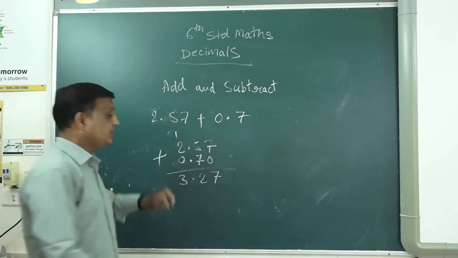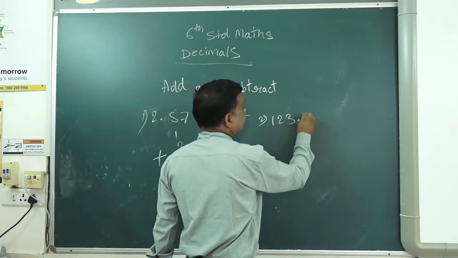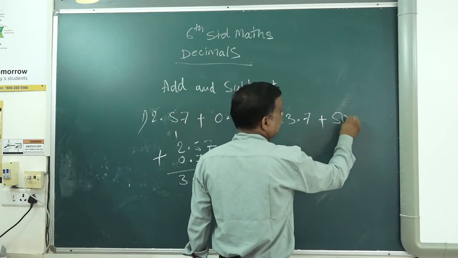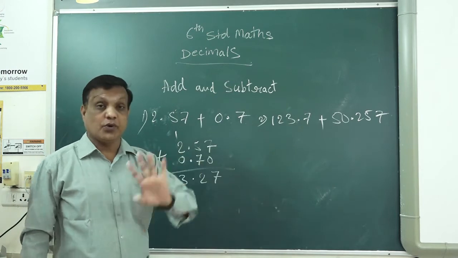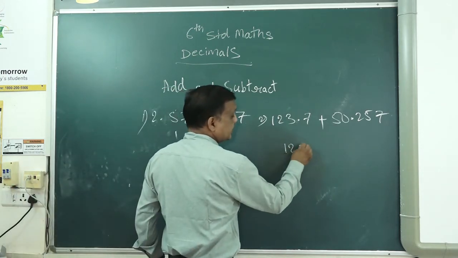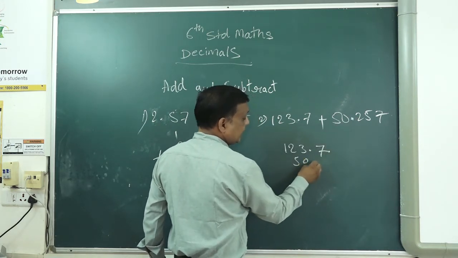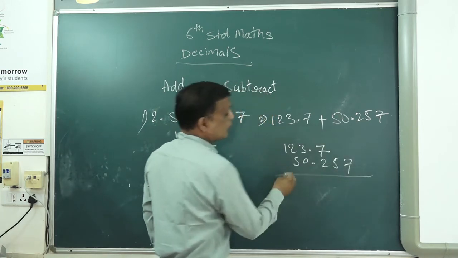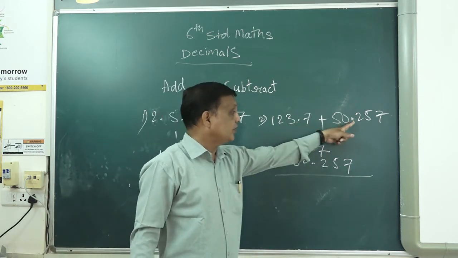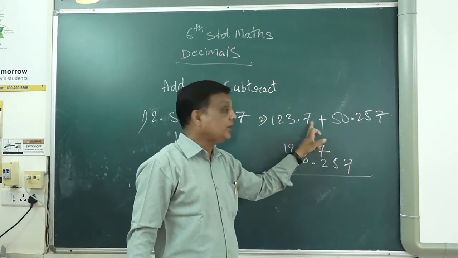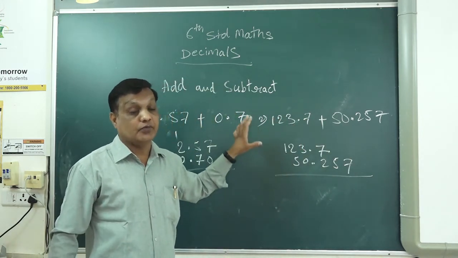I am taking one more example. Here I am taking 123.7 plus 50.257. Whatever the number may be, the point below point must be there. So here 123.7, and below it, before the point is 50 and after the point is 257. No problem if places are not there. In the empty places you can put zeros. But the point will come below the point, digits after the point stay after the point, and digits before the point stay before the point. Don't exchange them here and there. You have to pay more focus on this.